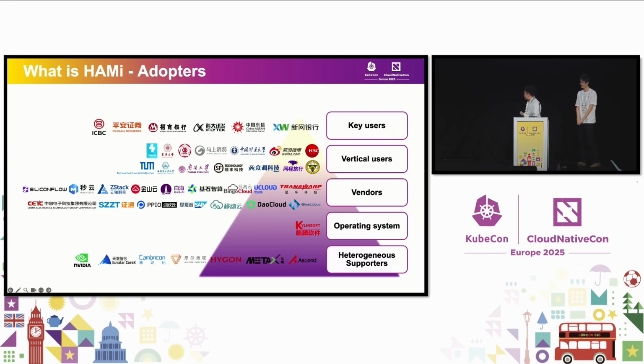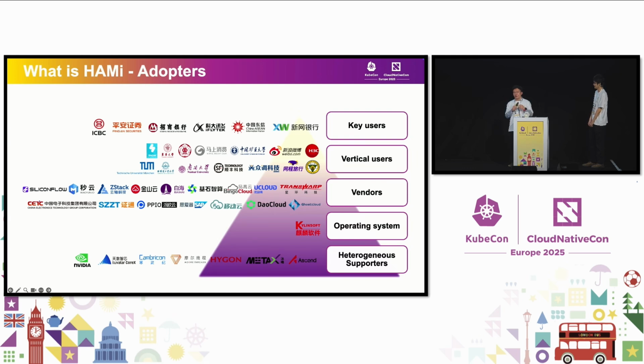Let me introduce the HAMi ecosystem and the adopters. From now on, in addition to Nvidia, HAMi also supports other AI chips such as Ascend, Cambricon, Moore Threads, and Metax, six AI chips in total. And we also want to support more AI chips. The Kylin OS operating system also supports HAMi to build into the AI system.